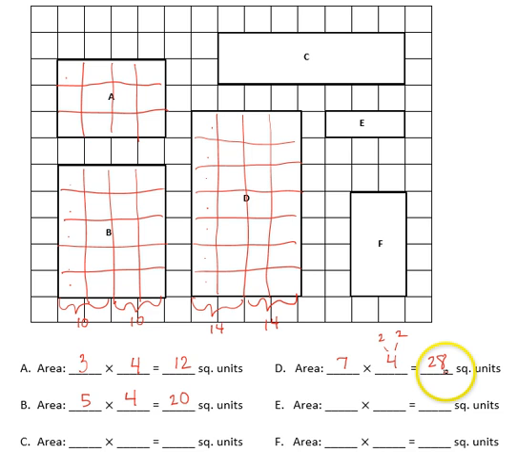And let's do one more. How about, let's look at F. I have 4 rows and 2 columns. The multiplication problem then would be 4 times 2, which is 8 square units. Just a reminder that the first number is telling me how many rows, and the second number tells me how many columns.